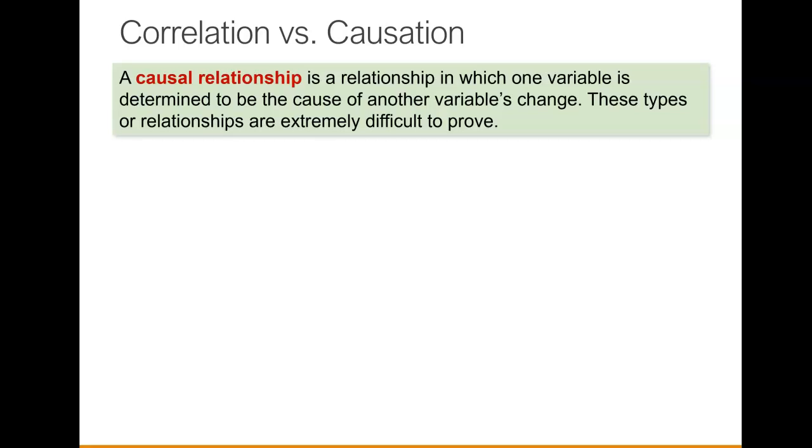The last thing I want to talk about is the difference between correlation and causation. So a causal relationship is one in which one variable is determined to be the cause of another variable's change. That's extremely difficult to prove from either an experimental standpoint or mathematical standpoint. Correlation is a much weaker condition.